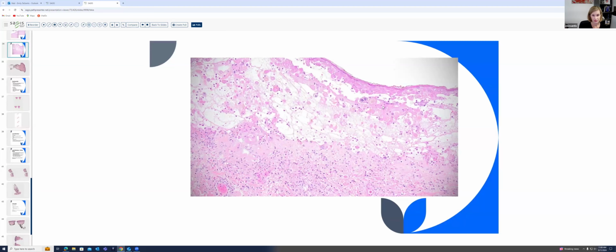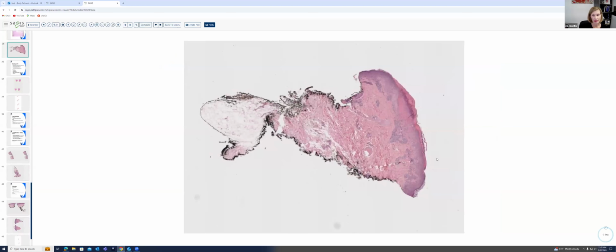Higher power of the vesicular area shows that we have a lot of necrotic keratinocytes, but we also have in these intact, more viable cells, intranuclear inclusions and multinucleation. So this is a nice example of erythema multiforme associated with a herpes virus infection. Whenever I see a case of erythema multiforme, I always make sure to look very closely for any viral cytopathic effect. And sometimes it can be subtle, sometimes it's a little more obvious, as in this case. And if we don't see it, all we can do is speculate that there could be an underlying HSV infection.